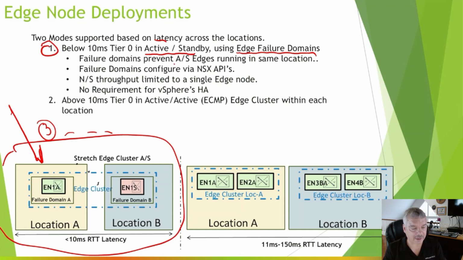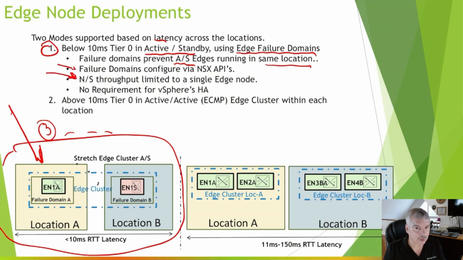Failure domains prevent active standby edges running in the same location. Unfortunately, I don't know if there's any change in 4.1.2. I honestly haven't looked at it. But that has to be done through an API call. And what that prevents you from doing is having your active and standby edges on the same host per se, or same location in this example. Failure domains are configured through the APIs.